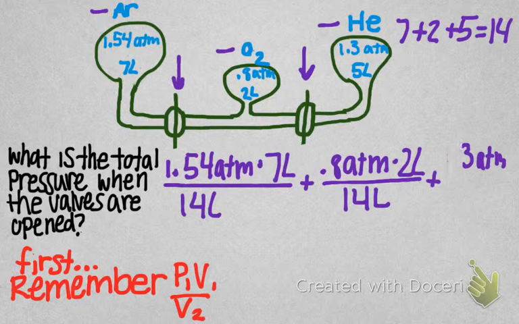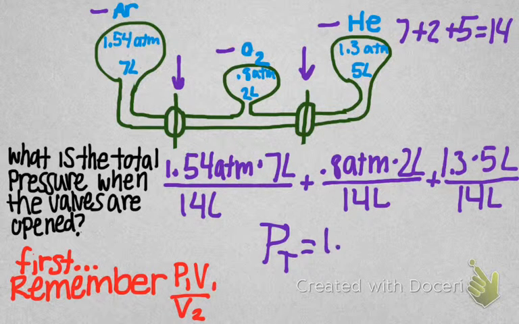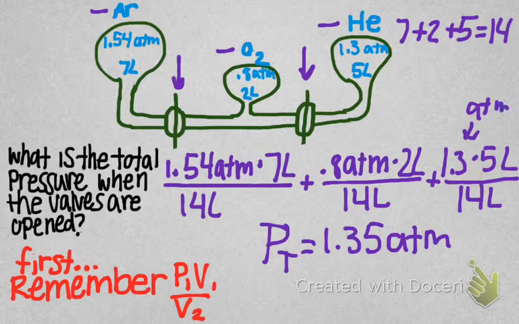I'm going to erase that a little, I don't have enough room. So we have, like I said before, 1.3 ATMs. Multiply that by 5 liters over 14 liters again. When you multiply and add this all the way across, you get your total pressure is equal to 1.35 ATMs. So that is the end of this, and our answer is 1.35 ATMs.